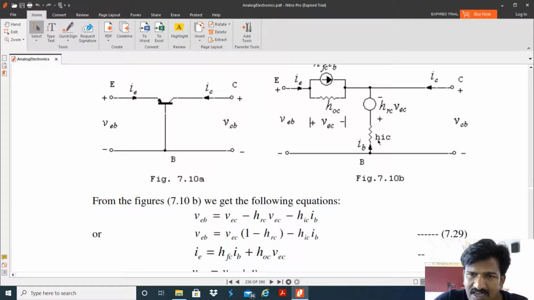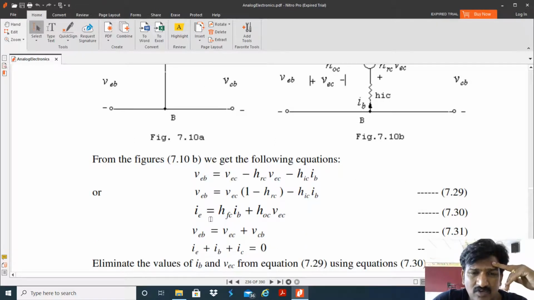What is the voltage here? HIC IB. This is the voltage. Then what happened? You can write VEB is equal to VEC, taking it common, it remains (1 minus HRC) minus HIC IB.